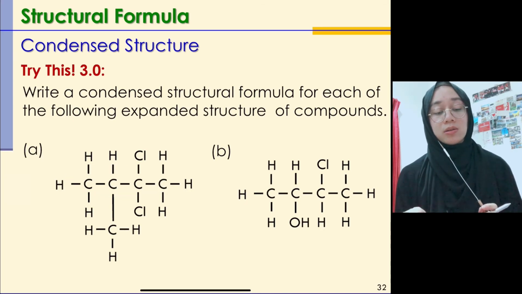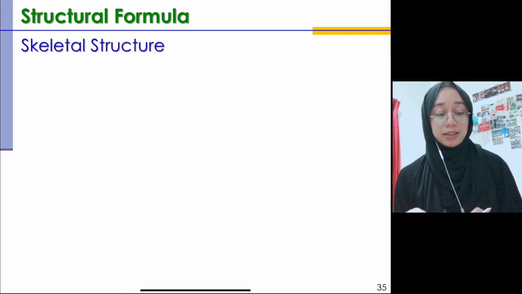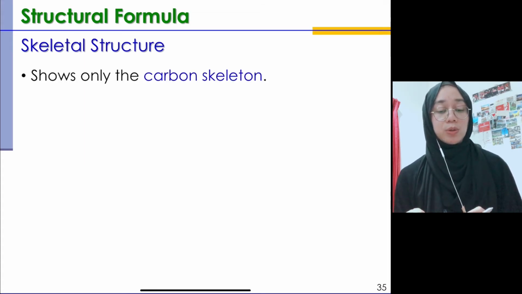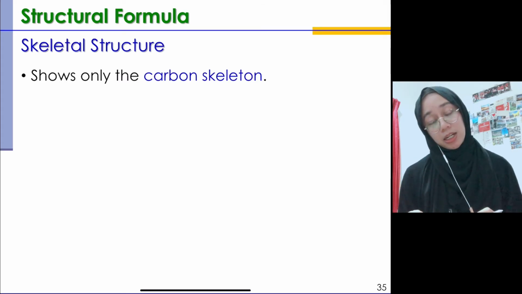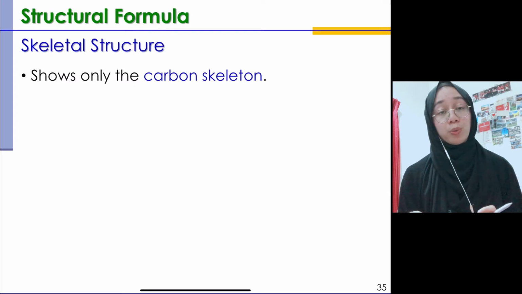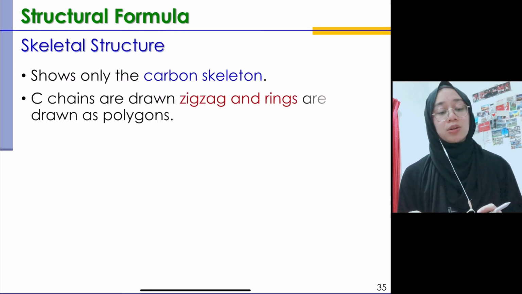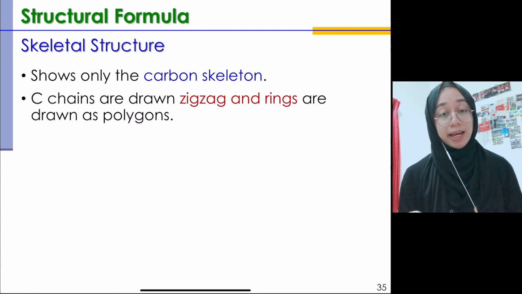Okay, so next, kita pergi kepada skeletal structure. Okay, so skeletal structure pula, it shows only the carbon skeleton. So kita just nampakkan tulang-tulang dia sahaja, the bonds sahaja, without the need to write the carbon itself. Okay, so the carbon chains, they are drawn in zigzag ataupun ring. They are drawn as polygon.